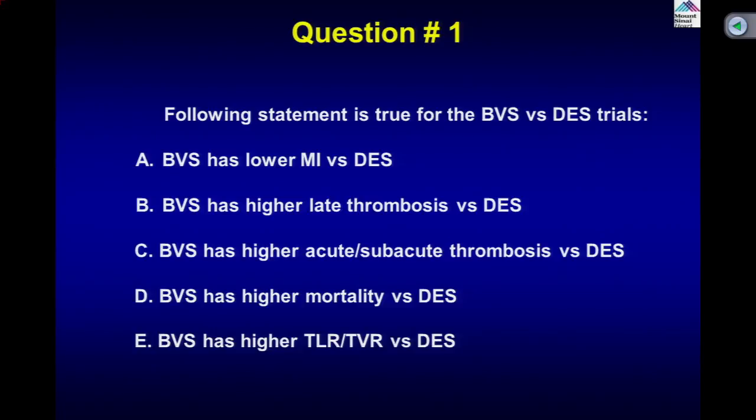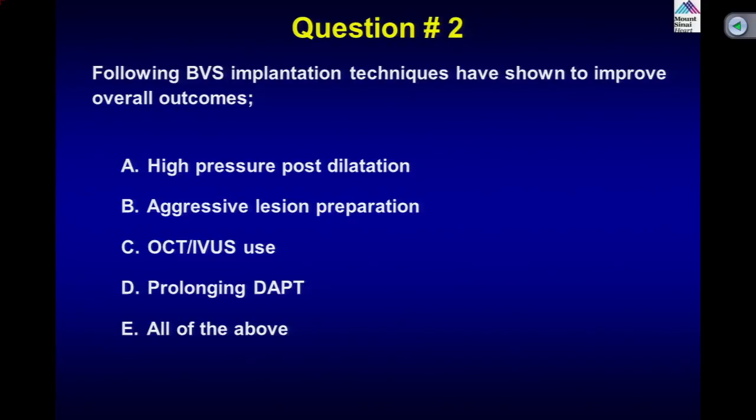BVS has lower MI versus DES. BVS has higher late thrombosis. BVS has higher acute and subacute thrombosis versus DES. BVS has higher mortality versus DES, and BVS has higher TLR, TVR versus DES, and we have spoken about all these points. Second question, following BVS implantation, techniques have shown to improve overall outcomes: high pressure post dilatation, aggressive lesion preparation, OCT was used, prolonging DAPT, and all of the above.